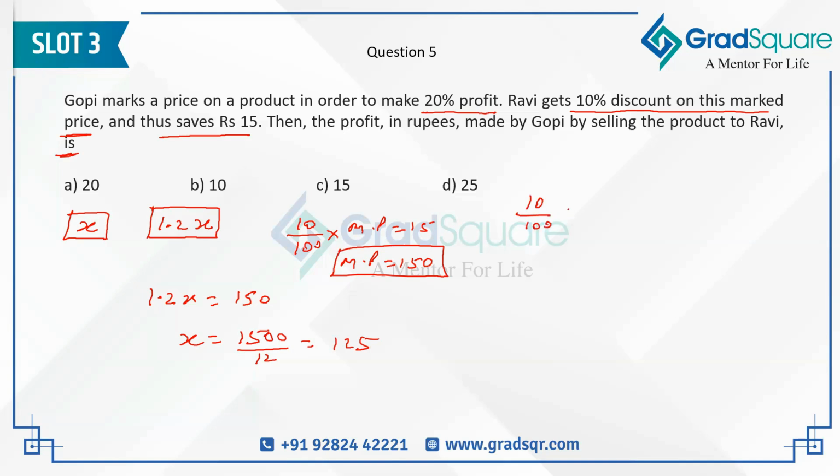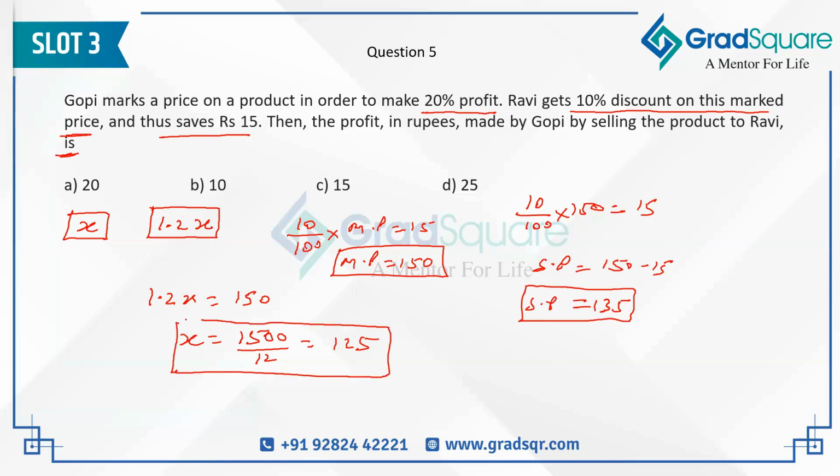10% of 150. 10% of 150 then turns out to be what? 15. So your selling price will turn out to be what? 150 minus 15, which is equal to what? 135. So your selling price should be 135, and your cost price was turning out to be what? 125 over here. Your cost price was 125. So if he sells it at a discount of 10%, he is going to earn a profit of 10 rupees. And that is what the question was talking about. Then the profit in rupees made by Gopi by selling the product to Ravi is how much? That is 10 rupees.